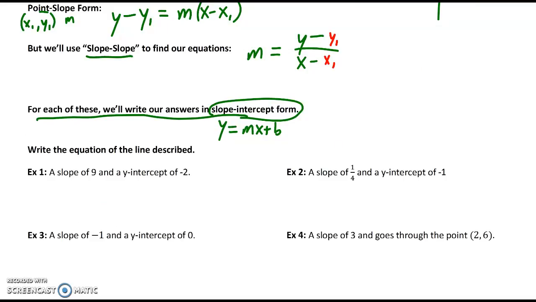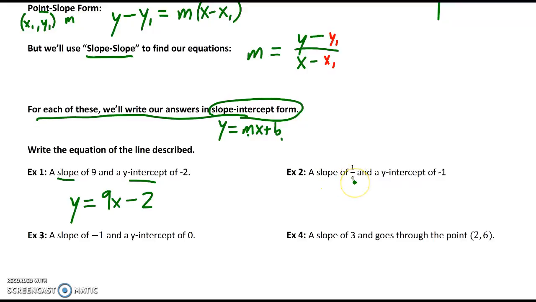Write the equation of the line described. So number 1 says a slope of 9 and a y-intercept of negative 2. So you notice they gave me the slope and they gave me the intercept. I already have everything I need. I have m and I have b. So really simple. y equals 9x plus a negative 2, which would really just be minus 2. That's all that is. If they give you the slope and the intercept, boom, you've got it. y equals 9x minus 2. Simple enough?